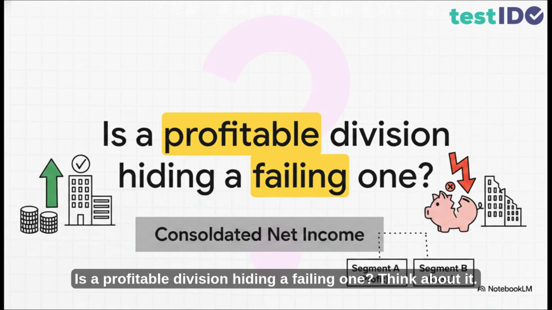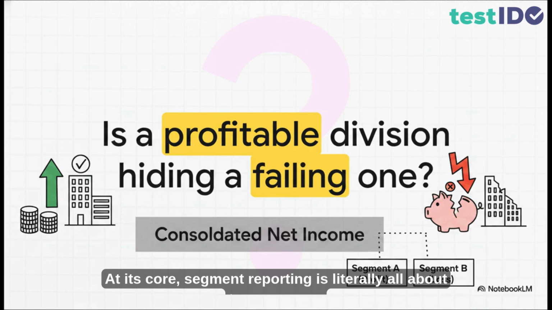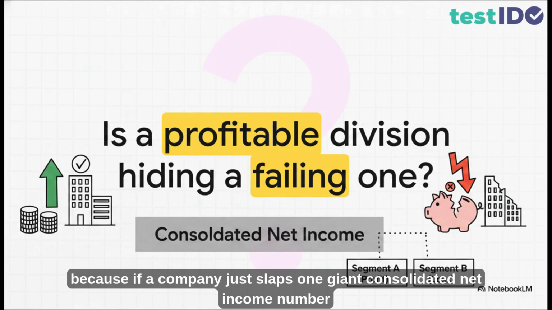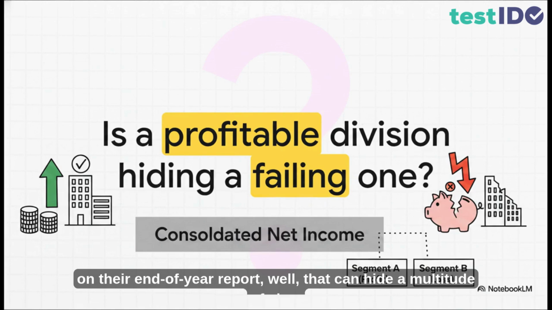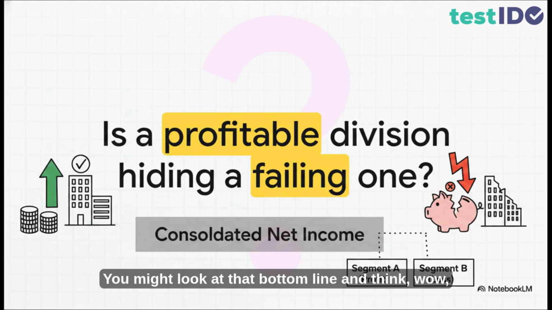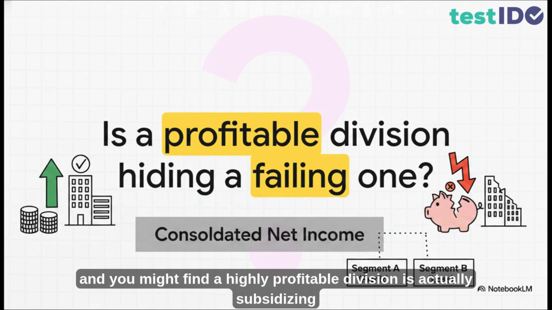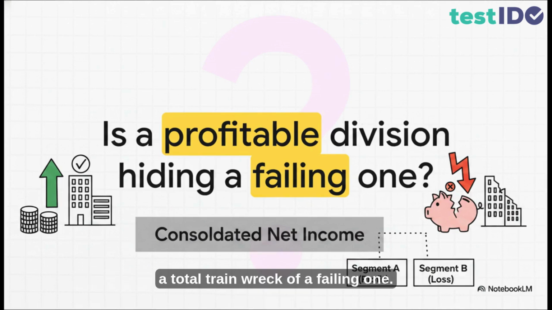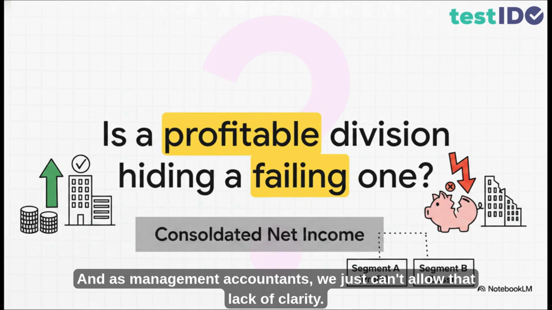Is a profitable division hiding a failing one? Think about it. At its core, segment reporting is literally all about transparency, because if a company just slaps one giant consolidated net income number on their end-of-year report, well, that can hide a multitude of sins. You might look at that bottom line and think, wow, everything's great. But dive a little deeper, and you might find a highly profitable division is actually subsidizing a total train wreck of a failing one. And as management accountants, we just can't allow that lack of clarity.